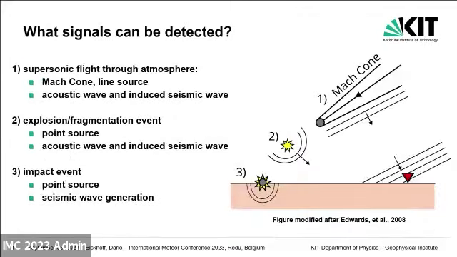So what kind of signals can we actually detect from a meteor? I only want to talk about the first mechanism here because it's the most important in the following talk. It's the Mach cone, which is produced by the supersonic flight of the meteor through the atmosphere, as probably everyone knows here. These are acoustic waves, which are planar waves in the far field. We can measure these at our seismometer stations, and we can also measure the acoustic waves which couple into the ground and induce seismic waves there.